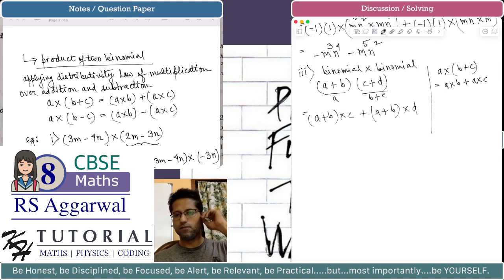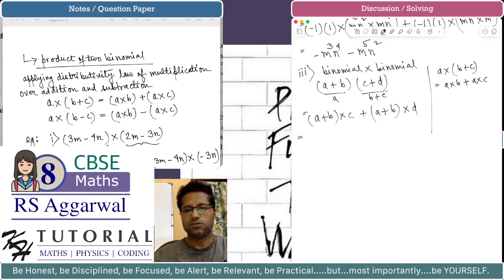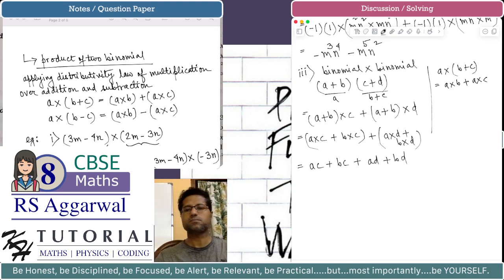So now again you see we have (A + B) multiplied by C, that is a product of a monomial and binomial. So again we will have to apply the distributive law of multiplication over addition. So this will be A multiplied by C plus B multiplied by C, and we have over here A multiplied by D plus B multiplied by D. So this becomes equal to AC + BC + AD + BD. So this is how we will multiply two binomials.